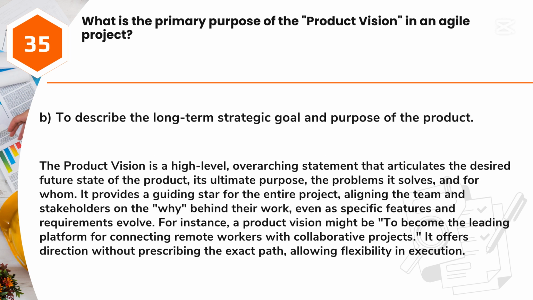Answer: B. To describe the long-term strategic goal and purpose of the product. The product vision is a high-level, overarching statement that articulates the desired future state of the product, its ultimate purpose, the problems it solves, and for whom. It provides a guiding star for the entire project, aligning the team and stakeholders on the why behind their work, even as specific features and requirements evolve.